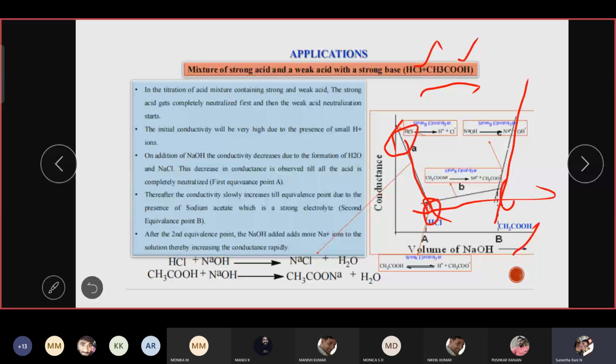The reactions are: first, the strong acid HCl reacts with NaOH to give NaCl. Next, the weak acid CH3COOH reacts with NaOH to give CH3COONa and H2O. So this is how the conductance of the ions can be measured.